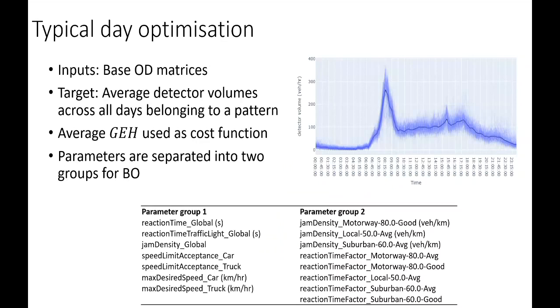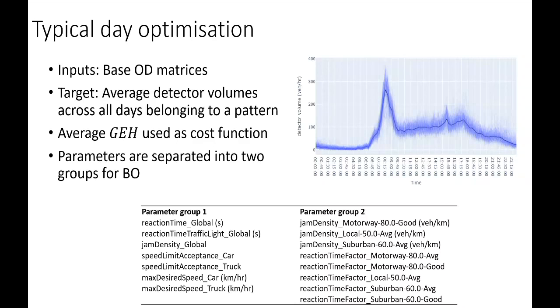Okay, so let's now take this and apply it to optimizing the model. We'll start with optimizing the model for a typical day. The inputs to the model are just going to be that base demand matrix that we talked about. So this is, what does the demand look like on a typical day? The target is going to be the average volumes that you observe on those corresponding days.